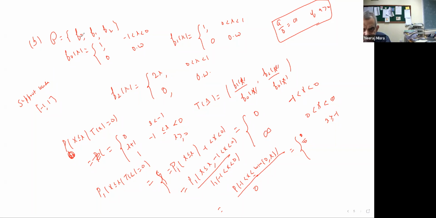Is that clear? So this depends on theta. When you're considering P0 and P1, you're not getting the same thing. Just write it down properly. That's all. Any other doubts anybody has?